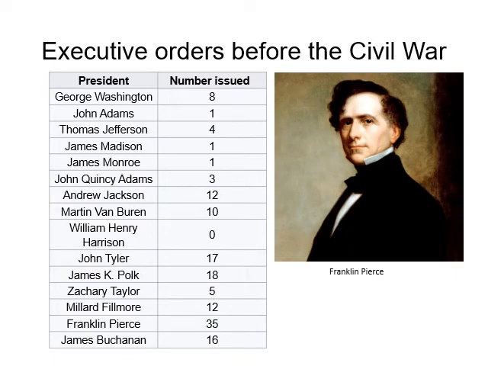These charts give you an example of the quantity of executive orders that we've seen historically. Washington, 8. John Adams, 1. In 4 years as president, only 1 order. Jefferson, 4. So a couple of dozen at the most. William Henry Harrison, he died too quickly. Franklin Pierce is the leader with 35 executive orders. He was only president for 1 term, 4 years, but he issued 35 executive orders in that term, and that makes him the most prolific issuer of executive orders before the Civil War.